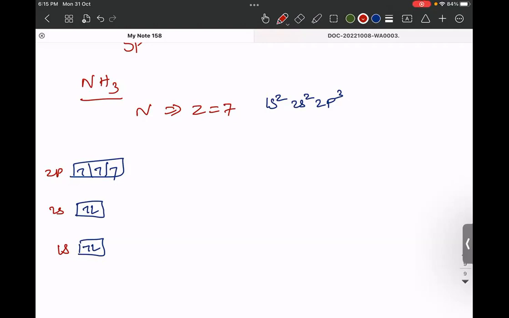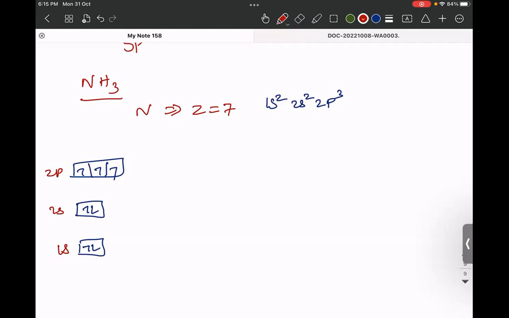But a pi bond always exists with a sigma bond. A sigma bond can exist independently. For example, if you take a methane molecule, 4 sigma bonds are there. But if you take an ethylene molecule, 5 sigma bonds and 1 pi bond.